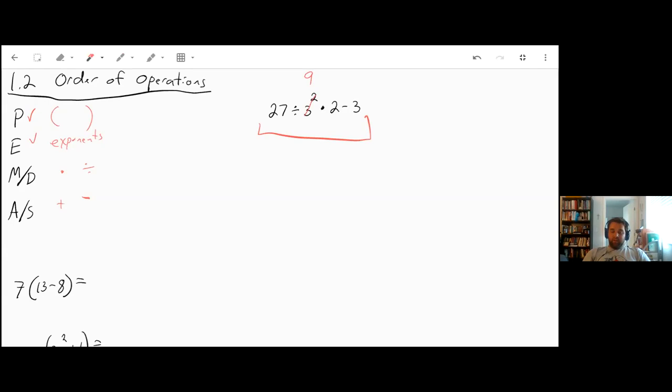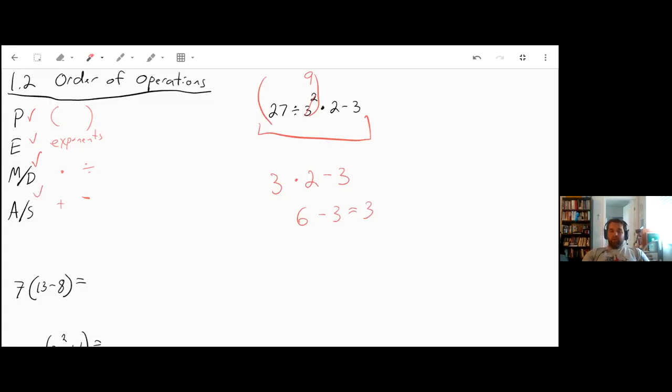So 27 divided by 9, that means that part is going to come out to be 3, because 27 divided by 9 is 3. Then we still have a times 2 minus 3. Now we have our multiplication, so 3 times 2 is 6, so what's left is 6 minus 3. Now there's only one step left, so you can solve that: 6 minus 3 is 3.